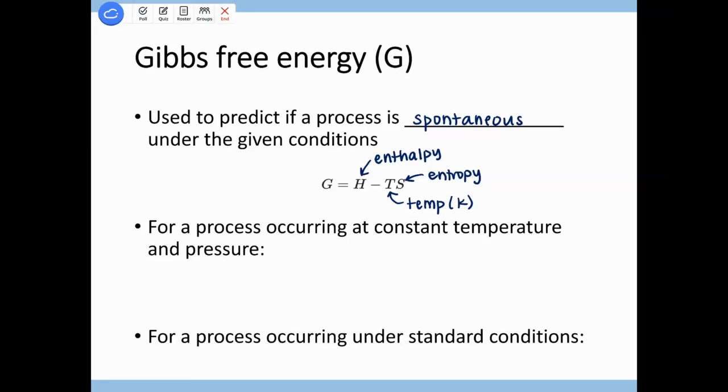So no new components except for G, which is Gibbs free energy. If we're talking about the change in Gibbs free energy for a process, we take this equation here and put deltas in front of everything that would change. We are assuming constant temperature and pressure. So the change in Gibbs free energy of a process is equal to the change in enthalpy of that process minus the temperature times the change in entropy.